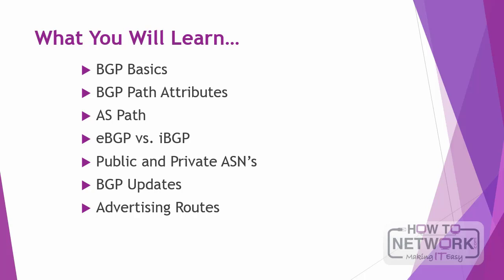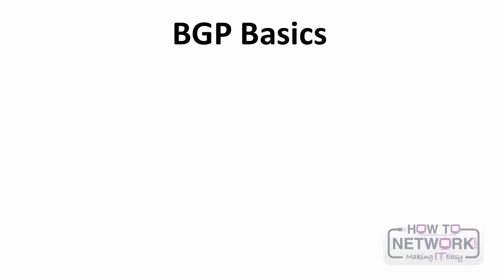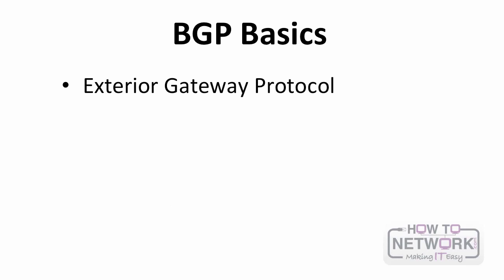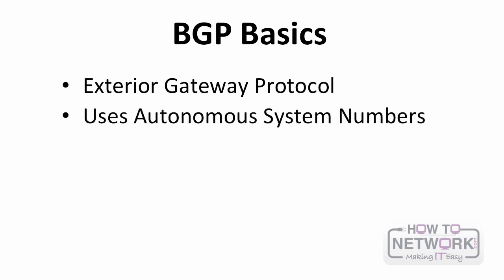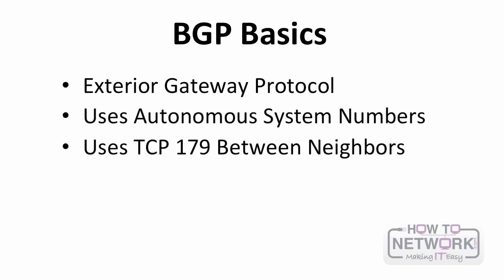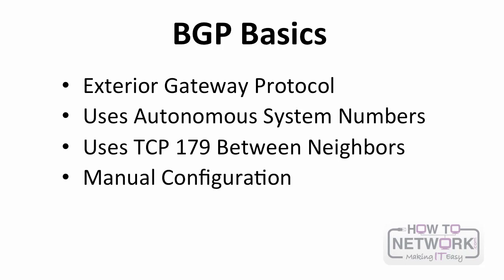So let's go ahead and begin with an overview of BGP. BGP is an exterior gateway protocol that uses autonomous system numbers. It uses TCP 179 to communicate between neighbors. And it really is a protocol that requires manual configuration for almost everything.